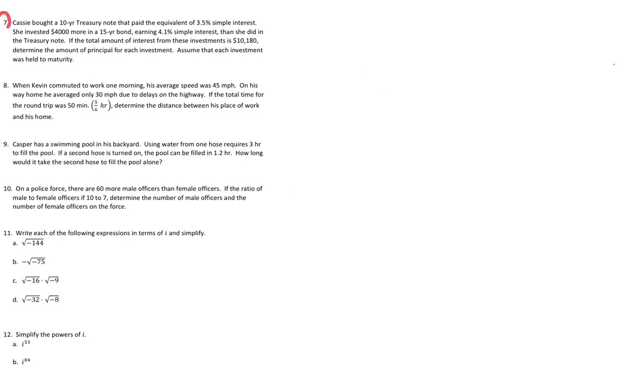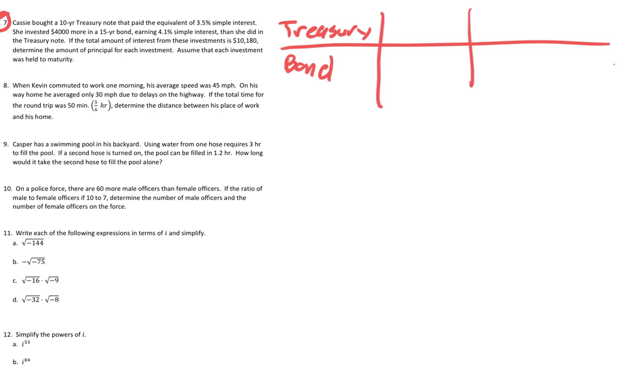All right, so looking at number 7 here, we have a simple interest question. So I'm going to start off by writing a table. So we have our treasury and our bond. We're going to have our principal here, our rate here, and our time here. So our principal for our treasury we want to find out. We're going to call it X. Our rate for our treasury is 3.5%, and our time is 10 years. Same for our bond, it's 4,000 more than our treasury, so X plus 4,000. Our rate is 4.1%, and our time is 15 years.